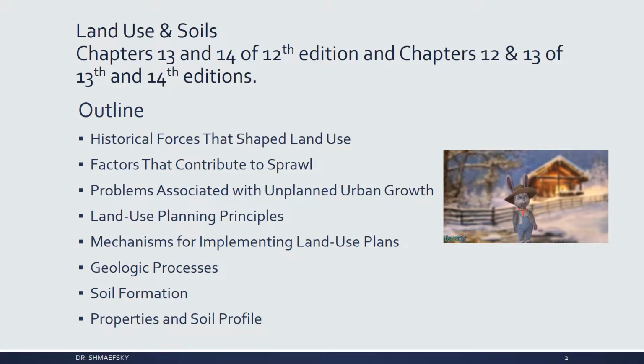So we're going to look at some of the historical forces that shape land use and go primarily into some of our urban development and how we put some land aside, and the whole idea of sprawl, which our Houston area is an excellent example of when we think about this. Also, the problems associated with unplanned urban growth and some land use principles.